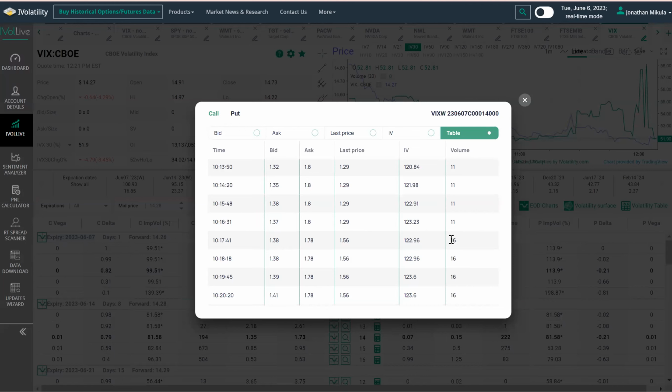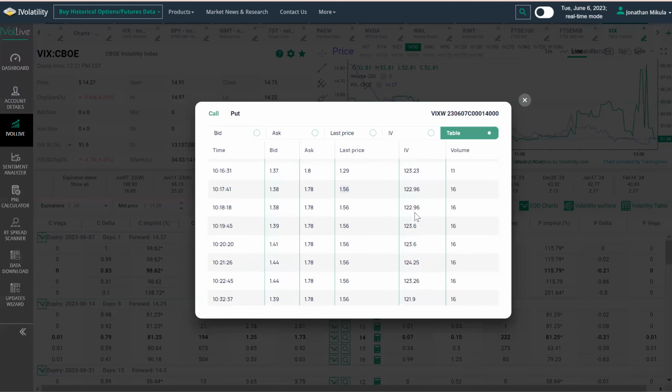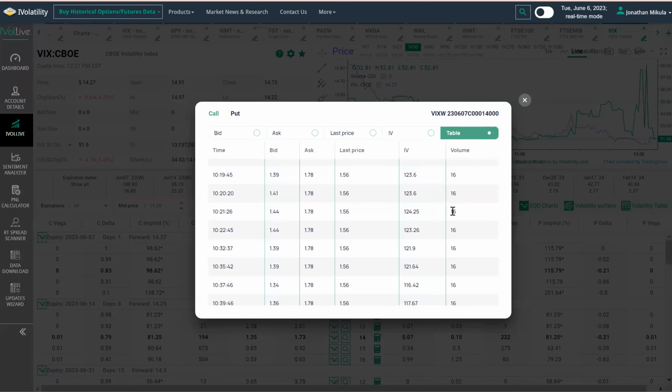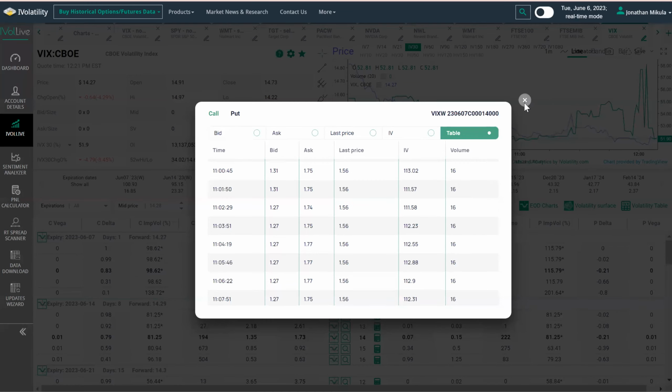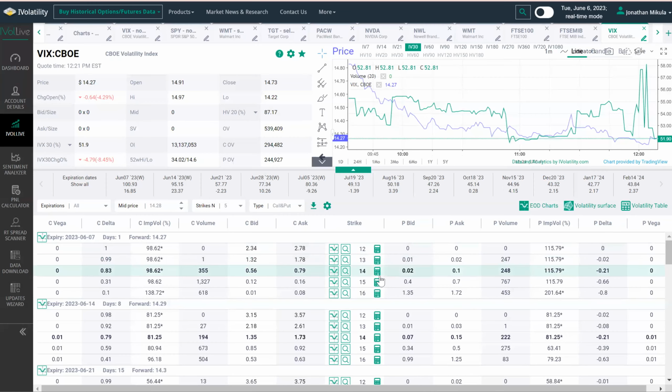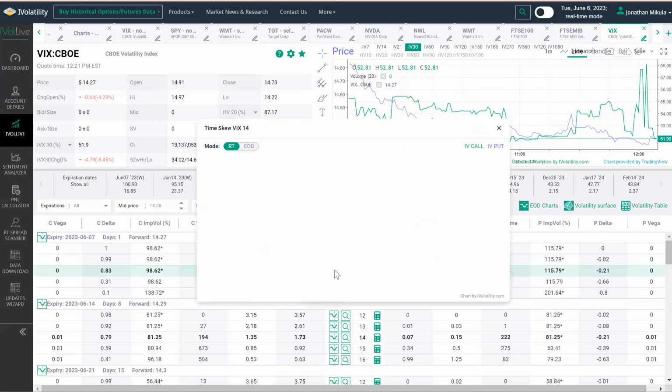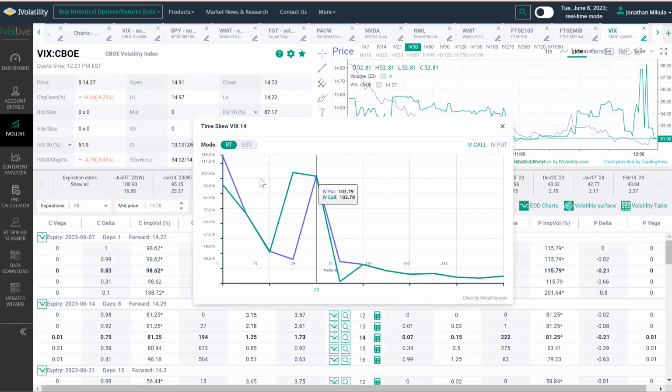We had 16 contracts trade once implied volatility spiked to 122.96, and here was the price that the transaction happened. So if you're trading this underlying as well, you could probably find your time block as well. So this is great because it shows you when, where, why, what, how, just with a simple click of the mouse. Another great thing about the options chain view is you can look at the time skew.